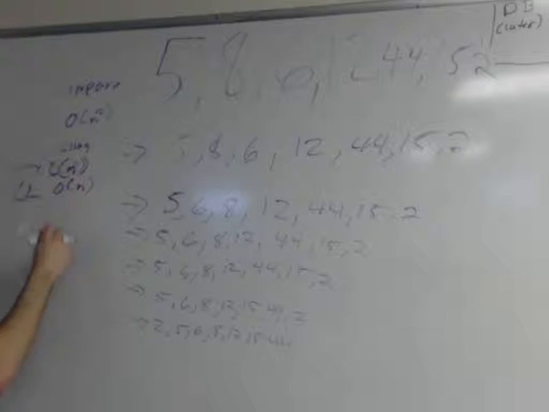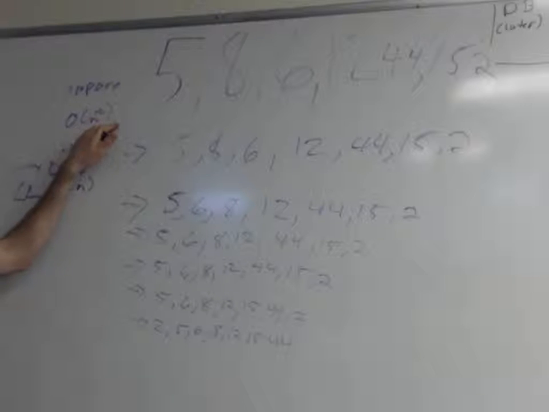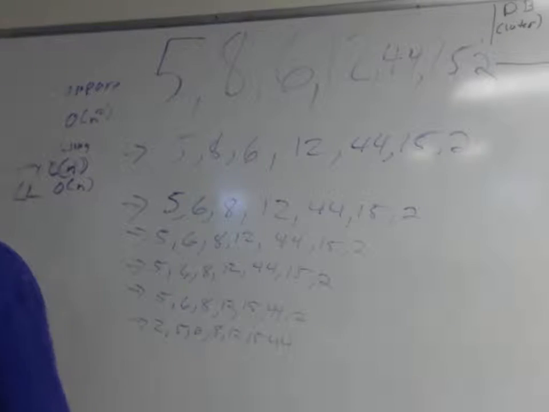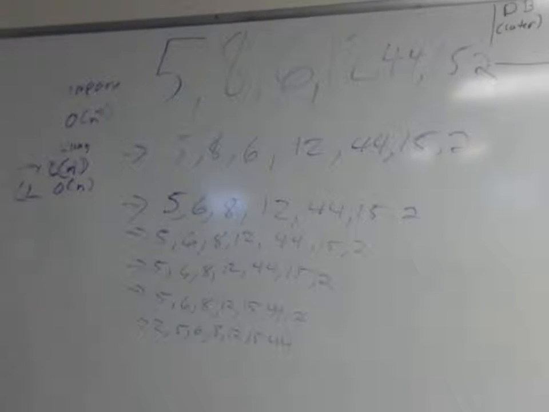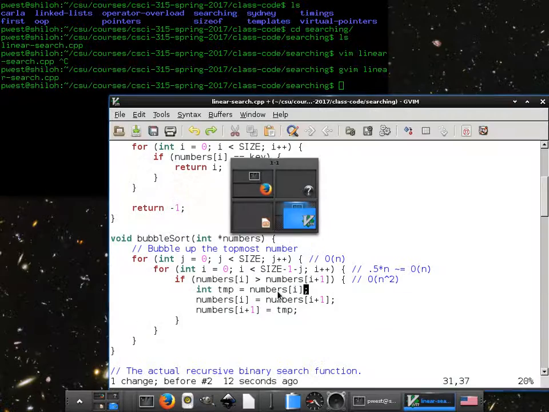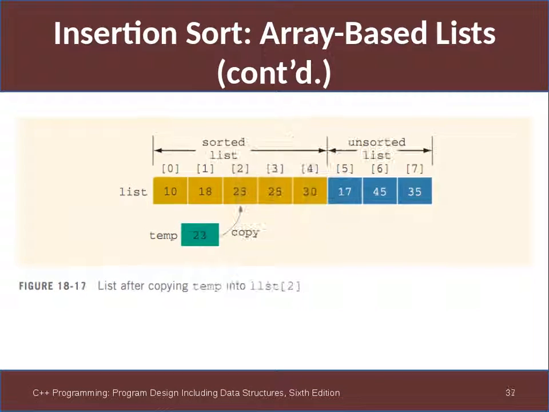But we went through the array. No matter what, the comparisons were O of n squared. But shifting, you could do it with an array. It's O of n squared because you have to shift everything down. With a linked list, it's O of n because you just put it in the place and you're done.